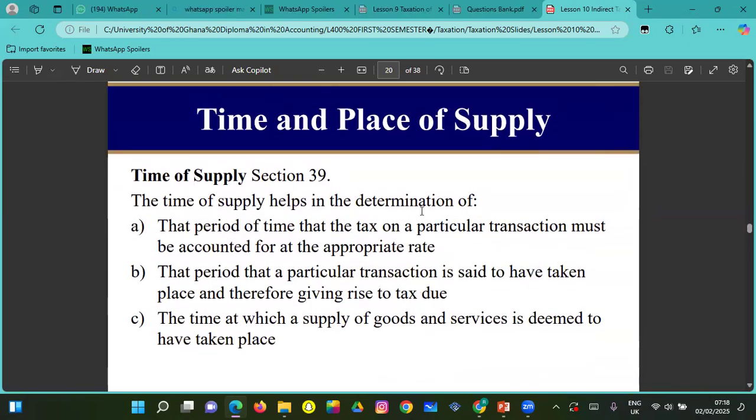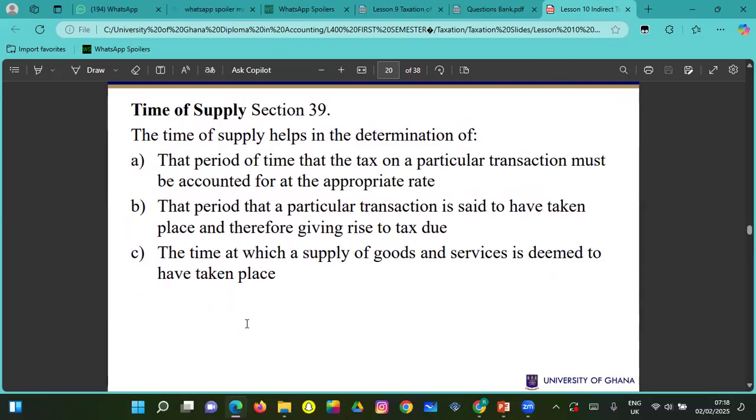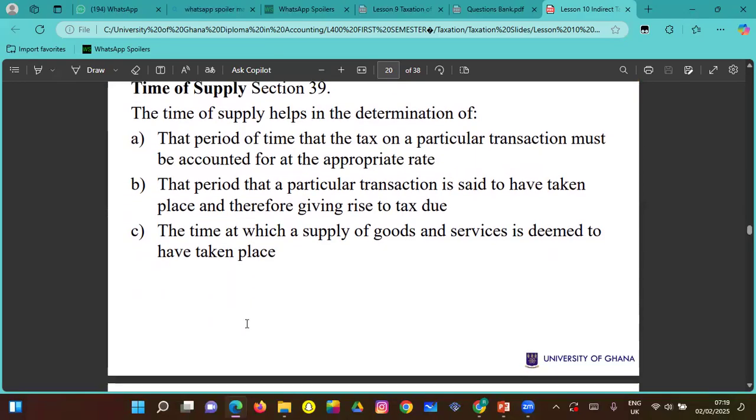So now let's look at the time and place of supply. The time of supply helps in determination of the period of time that the tax on a particular transaction must be accounted for at the appropriate rate, and that period that a particular transaction is said to have taken place and therefore giving rise to tax due. The time at which a supply of goods and services is deemed to have taken place. That is where we say the time of supply, when the actual transaction took place.